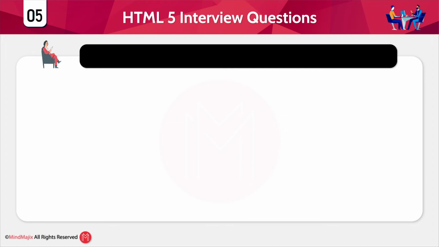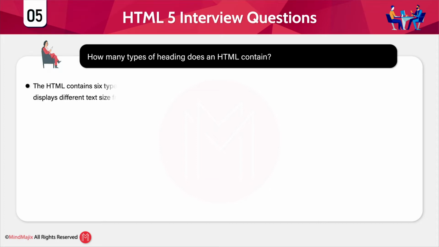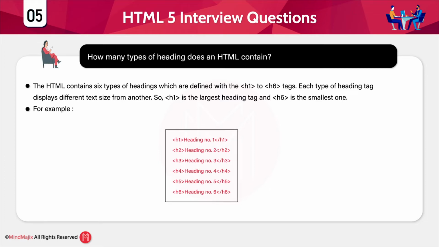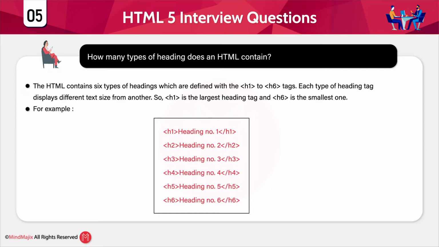See guys, let's go for the next question: how many types of headings does the HTML document contain? There are 6 types of headings, guys, H1 to H6. The HTML contains 6 types of headings, which are defined with H1 to H6. Each type of heading tag displays a different text size from one another. H1 is the largest heading tag and H6 is the smallest one.